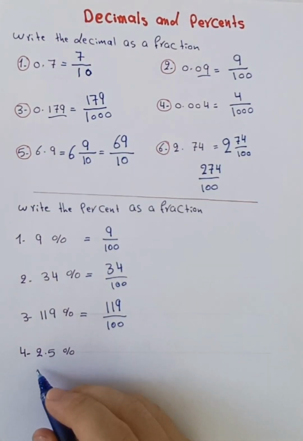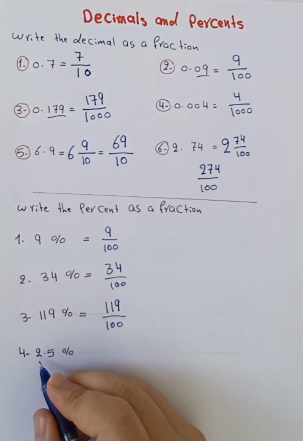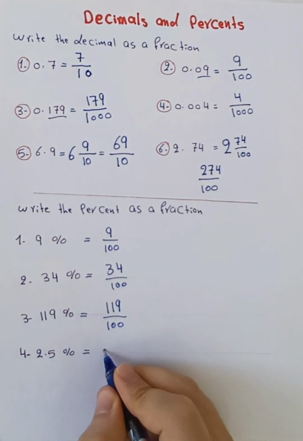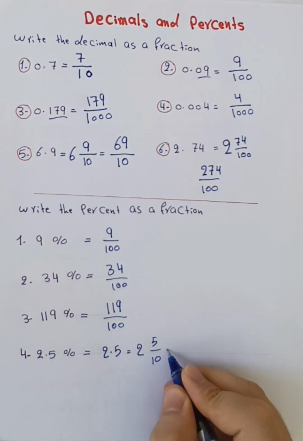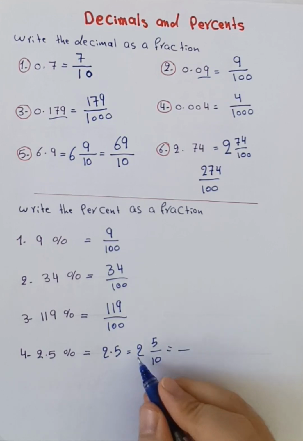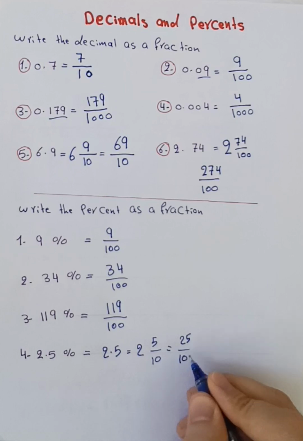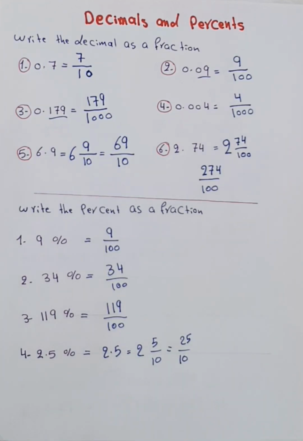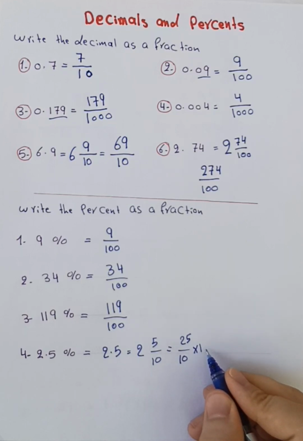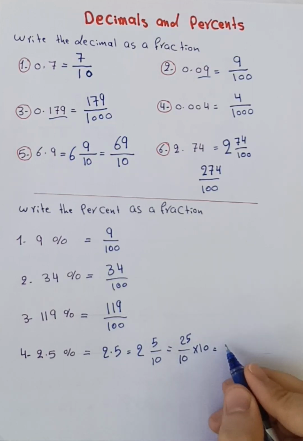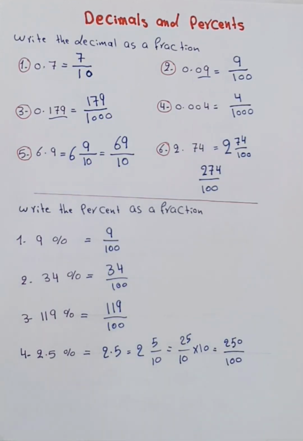Example number 4 is a special case. When you have a decimal number, we have 2.5. 2.5 equals 2 and 5 out of 10. After that, we have to change to a fraction. 2 times 10 is 20 plus 5, 25 out of 10. And then this denominator should be 100, so we have to multiply by 10, equal to 250 out of 100.